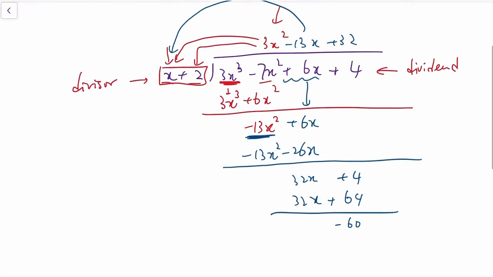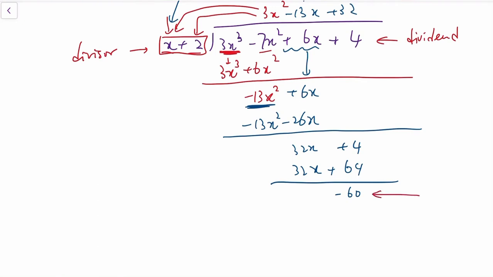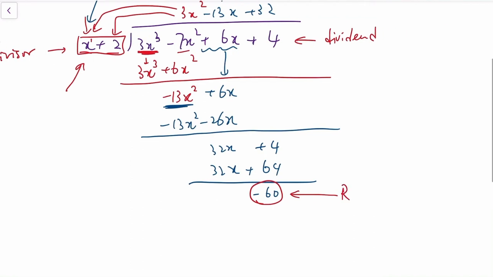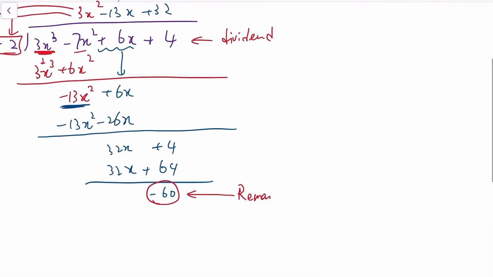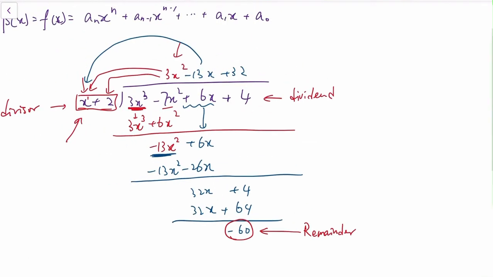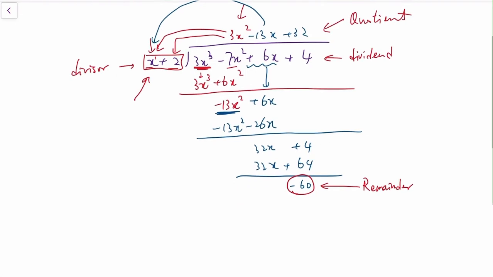Now we stop the division when the thing after the subtraction has a degree less than the divisor. So our divisor in this case has power 1, has degree 1. And now we end up having degree 0. Therefore, that's less than the divisor. That's when we stop, and we call this the remainder. And the answer of division is called the quotient. And so you have probably seen this before. This is the same long division from, I don't know, primary school.